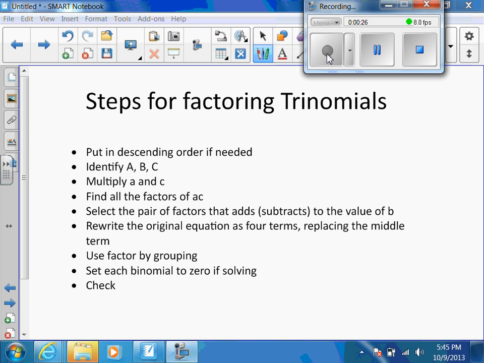We're just going to add all the time. Rewrite the original equation as 4 terms, replacing the middle term. Use factor by grouping. We'll get to this step later when we set each binomial to 0. We'll get to that when we do solving. And check.